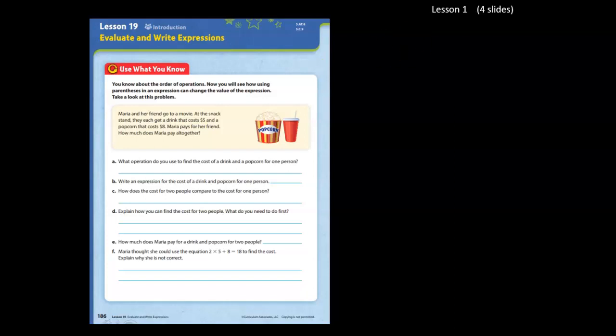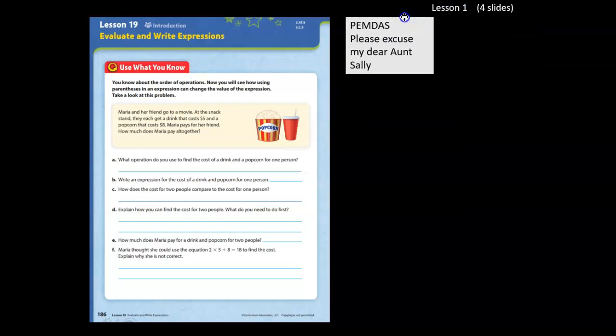So to help us remember that, I've got our saying, which is PEMDAS. We remember the P, the E, M, D, A, S. We remember PEMDAS by saying, please excuse my dear Aunt Sally. That's called an acronym. An acronym is when we use the first letter of a word in a saying to help us remember the order of something.